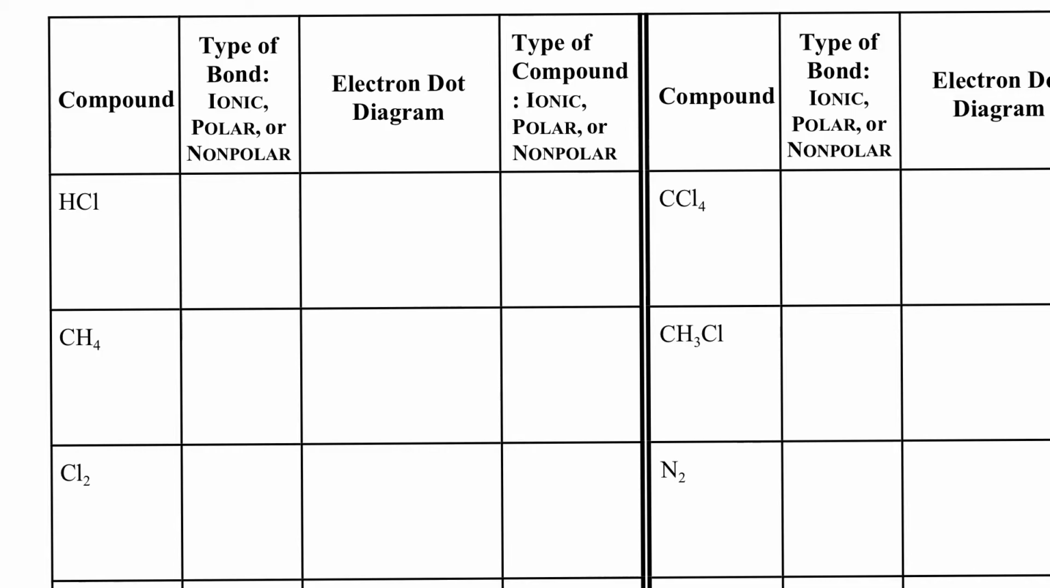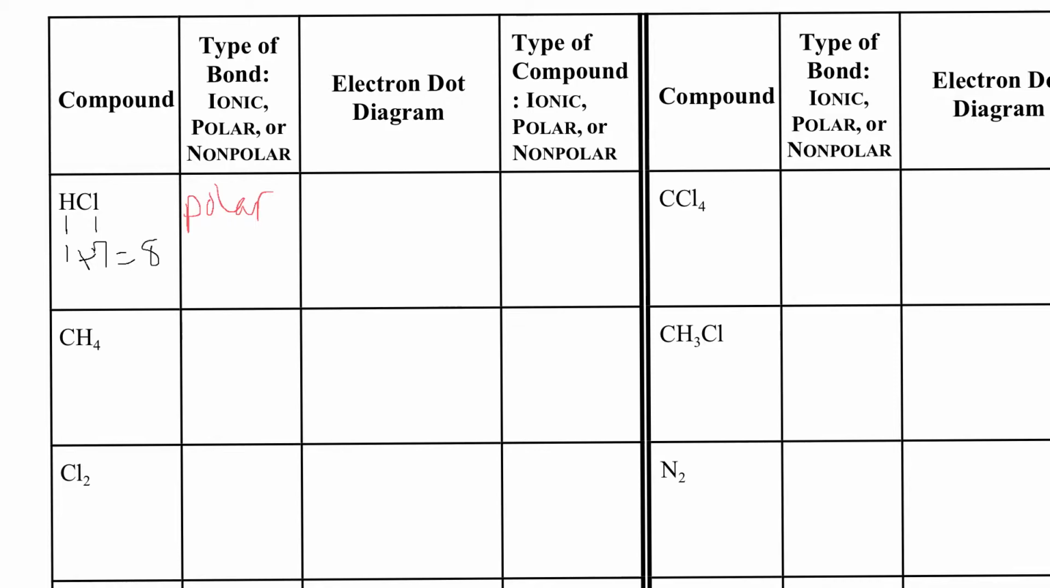Starting with HCl, we saw on the other side of this paper that if we looked at the electronegativity values, that comes out to have a polar type of bond. That means that the hydrogen and the chlorine do not equally share the electrons. So what does the electron dot diagram look like? Well, we practiced this in class. We find the sum of the valence electrons of all of the elements present. Hydrogen will have 1. Chlorine has 7. The sum of that is 8.